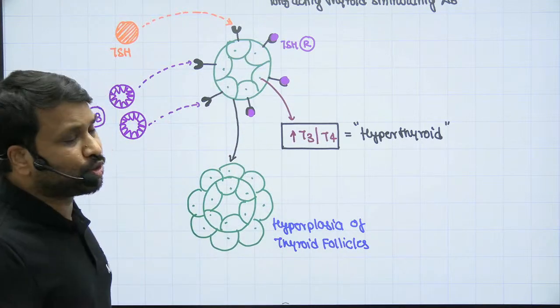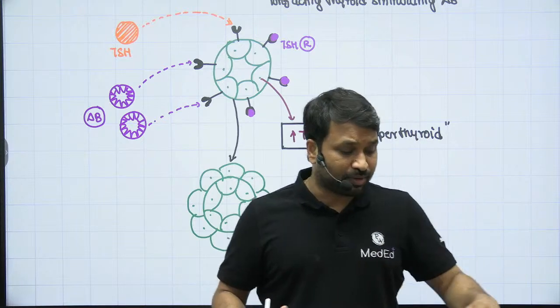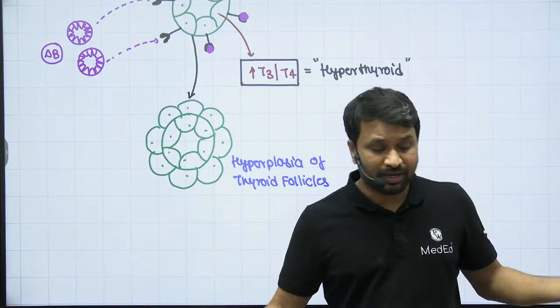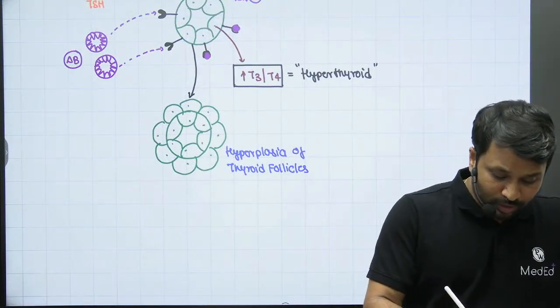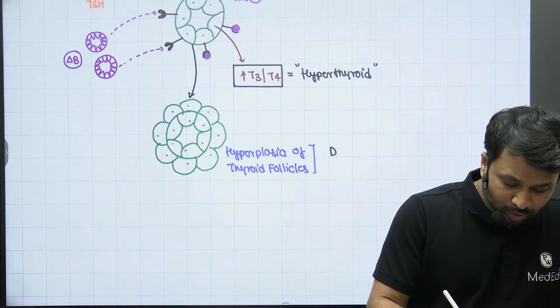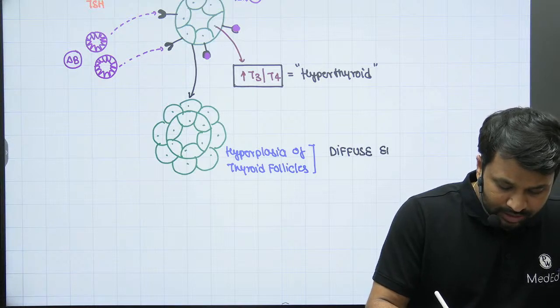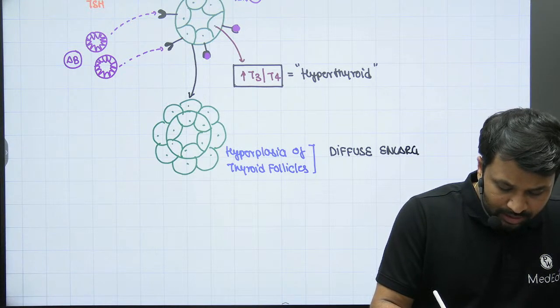When they bind to those TSH receptors, they're getting that excessive amount of stimulus, and that excessive stimulus is making them proliferate. Now once all the follicles are going to proliferate, what is going to happen? The gland is going to enlarge, and this is going to be in a diffuse form. Hence it is going to be a diffusely enlarged thyroid gland.